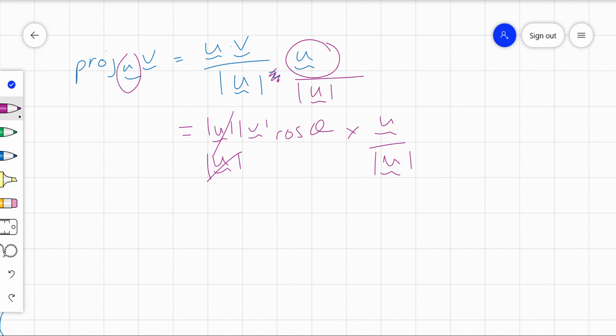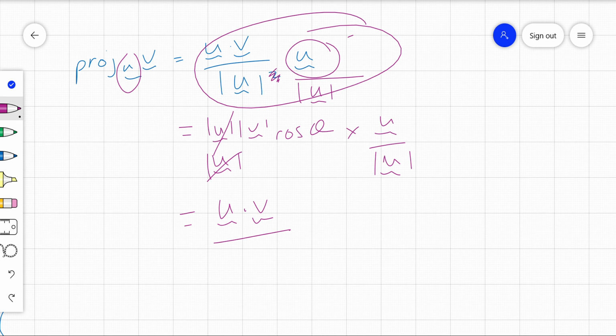If we put all that together, we get this formula here. If you're going to remember a formula, it's u dot v on the magnitude of u, all squared, times the vector that you're projecting onto. Just be careful whether we're doing projection of v onto u or u onto v. Of course, that will change, so be careful if you're going to memorize a formula. All right, hope that helps.